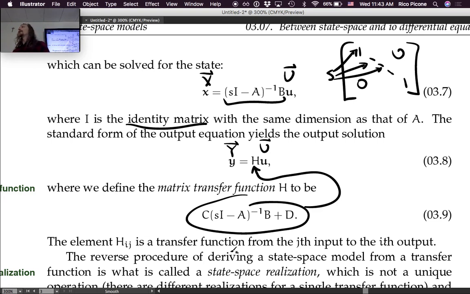If there's only one input and one output to a system, which is actually probably the most common case, you have one input, one output, it's just a scalar and there's only one transfer function from that input to that output. But in general, we have this nice relationship. So we can find the transfer function from any input to any output, literally with this one equation, 3.9, which is, I mean, pretty awesome.